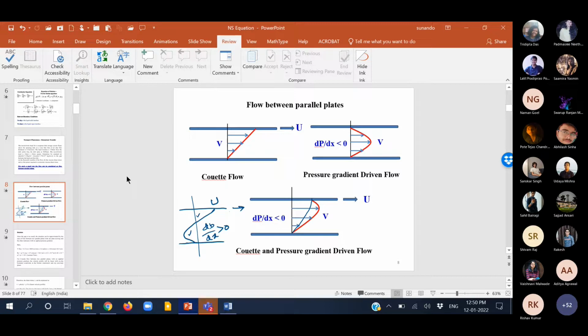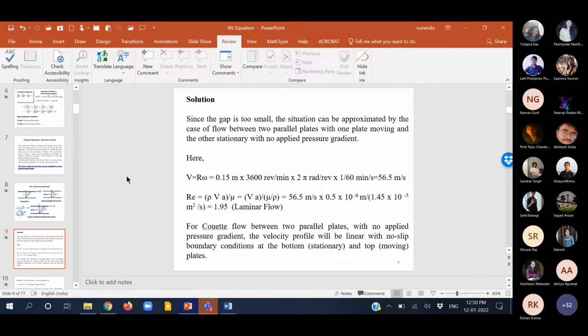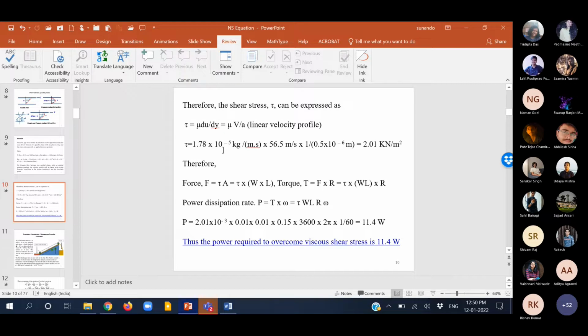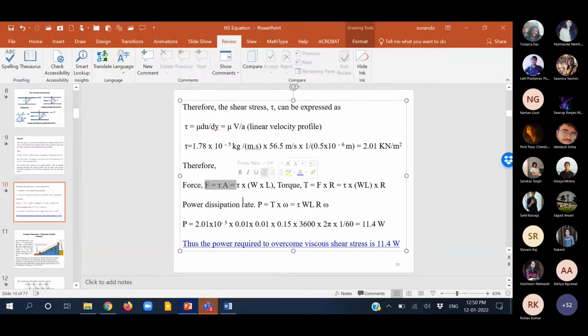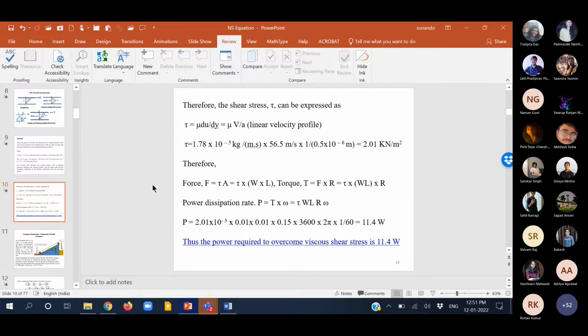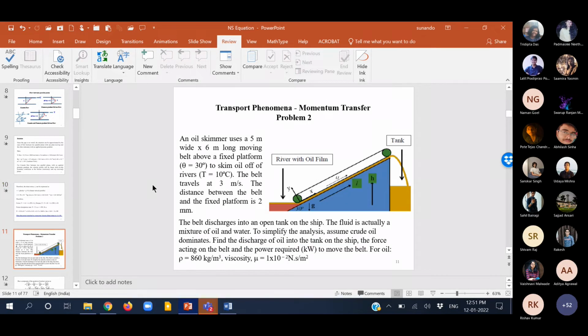Okay, so I'll skip this solution part, since I'm going to upload it anyway, so you can find out how to calculate that, but it's pretty straightforward. You know the velocity, you can calculate the Reynolds number, and you can find the shear stress, then the force, and once you know the force, you can find the torque, and once you have the torque, you can calculate the power dissipation rate. So I'll leave this. You can take a look at it later on.